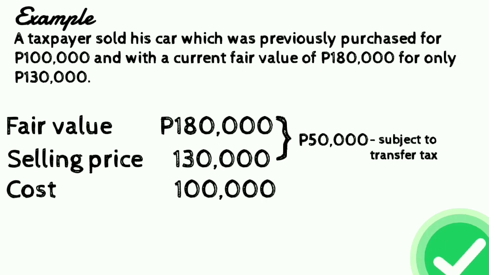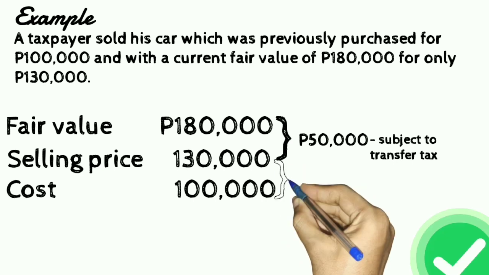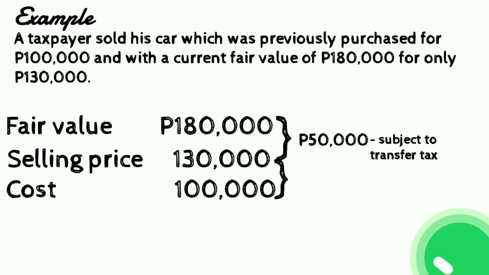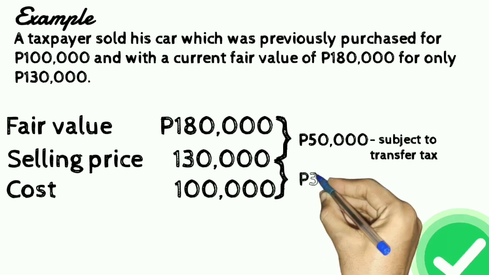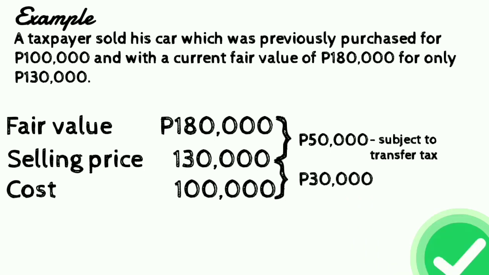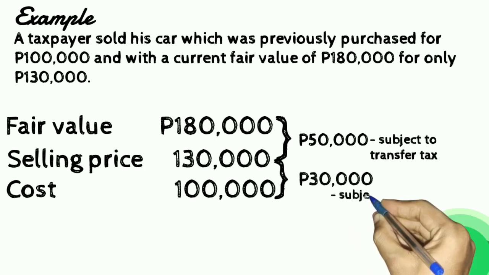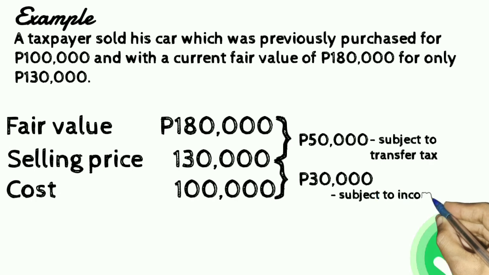Now, yung difference naman ng selling price and cost, that is called as the onerous portion. And since this is the onerous portion, this is subject to income tax. So let's compute 130,000 minus 100,000, that is 30,000 pesos. And this 30,000 pesos is subject to income tax.